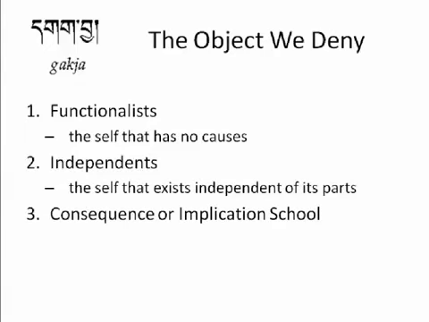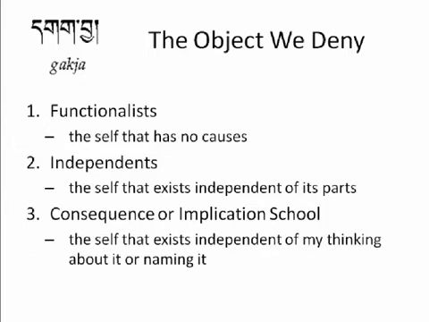Finally, the consequence or implication school, that's Prasangikas, we're going to say that the self that exists independent of my thinking about it or naming it doesn't exist. So a pen, we look at it this way: a pen from its own side doesn't exist. If something that looks like a pen comes to me and it's a pen from its own side, it doesn't exist. It's dependent on me, my side, coming over and looking at that cylinder and saying, hey, you're a pen. Because otherwise, if it had penness from its own side, if it was broadcasting, hey, I'm a pen, then a dog would come in and say, hey, that's a pen. I'm not going to chew on that.